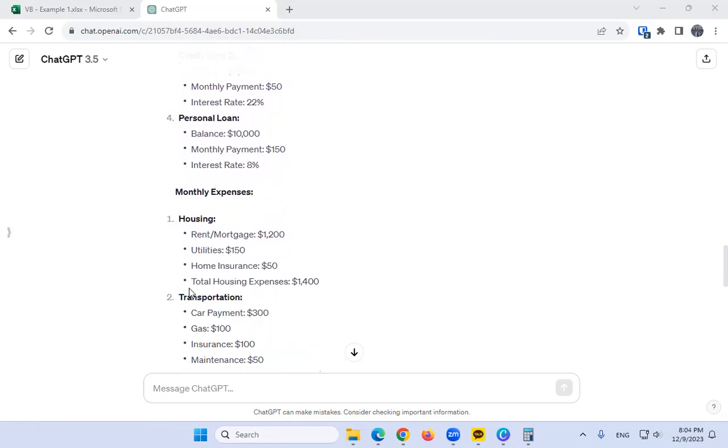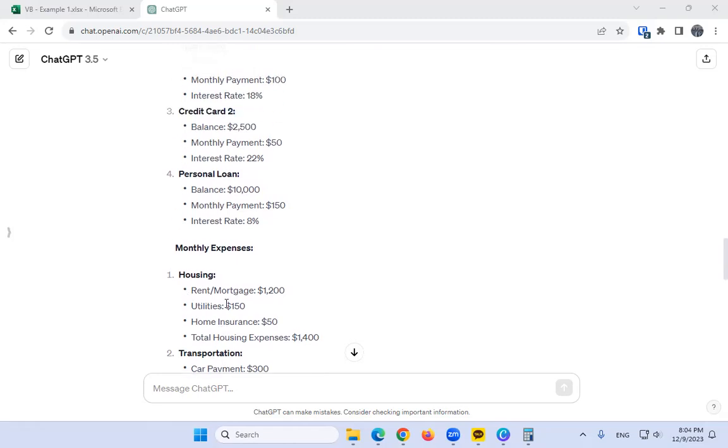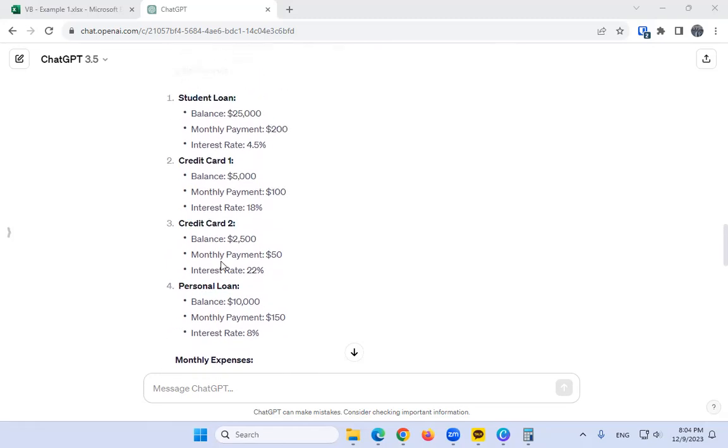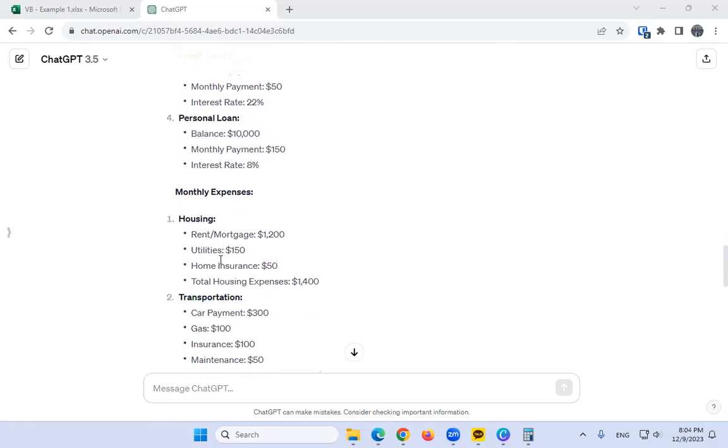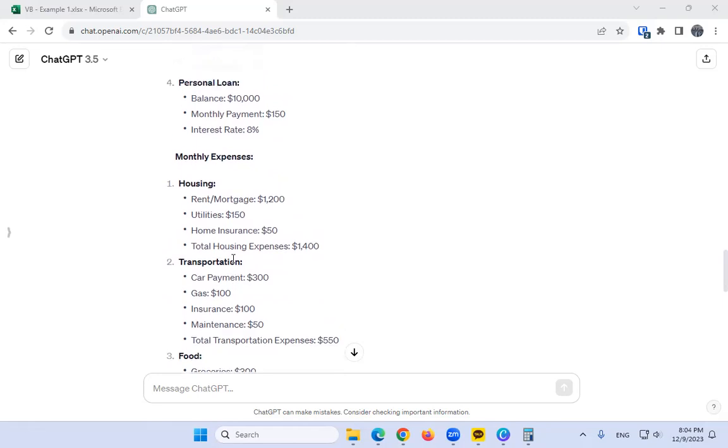Some of this is a little weird to me. I reviewed it, and it was like, what's rent and mortgage? It's either one or the other. And if there's a car payment here, why isn't there a car loan? So I don't think ChatGPT knows what it's doing. If it's a lease, it should say car lease payment, but whatever, I'll work with it.